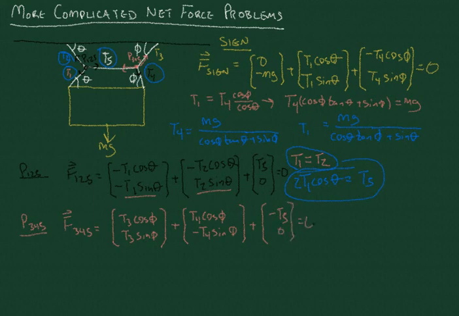So again, looking at the y components, we see that T3 is equal to T4. And then we see that T5 again is equal to T3 or T4 cosine phi.